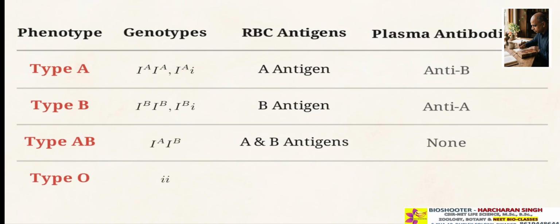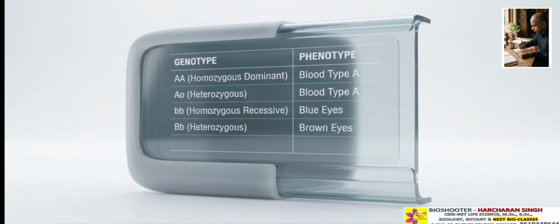Finally, we encounter the homozygous recessive ii genotype. This allele is amorphic. It produces no functional transferase whatsoever, leaving the universal H antigen unmodified on the cell surface, a condition we recognize clinically as type O. The completed diagram connects hidden genetic variation to visible phenotypic identity.